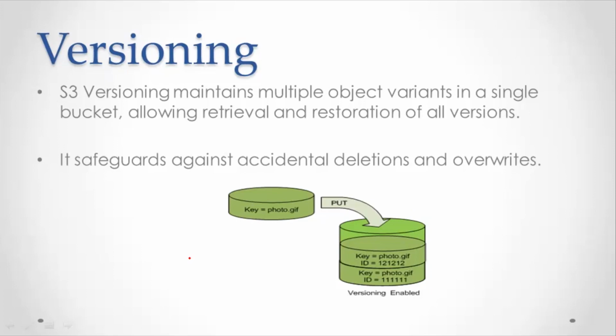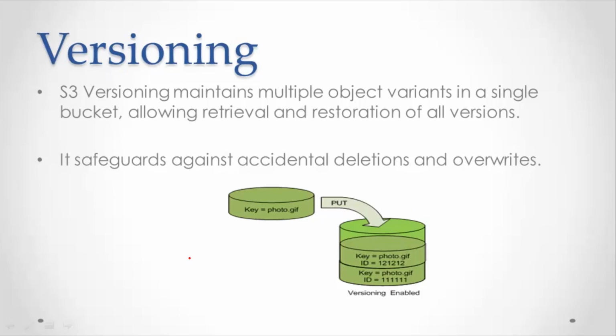In a bucket, for example, you can have two objects with the same key, as you can see on your screen, but with different version IDs. You can see that photo.gif has two version IDs: version 11111, and for the same object photo.gif, version 121212. So if versioning is enabled on your buckets, it enables you to recover objects from accidental deletion or overwrite and things like that.